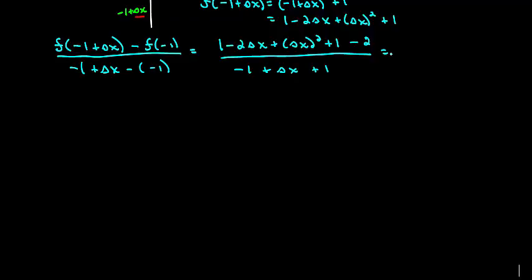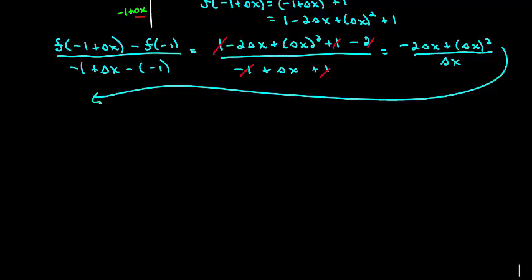Now usually at this point right here, things start to cancel out real nice. So let's take a look at those. Well, 1 plus 1 minus 2, that cancels. And negative 1 and positive 1, those cancel. So what I'm left with is negative 2 delta x plus delta x squared over delta x. And so this, if we factor out a delta x, we get negative 2 plus delta x over delta x.